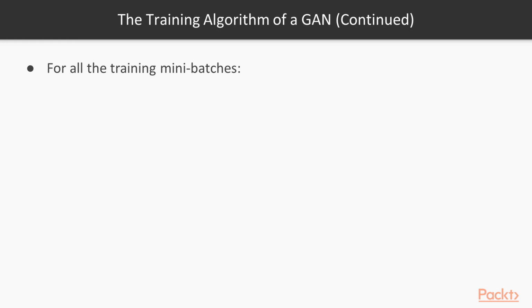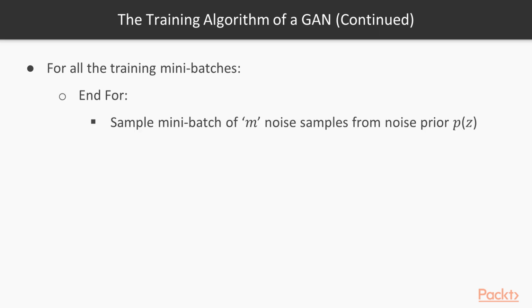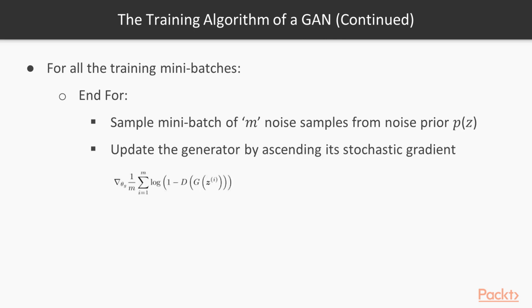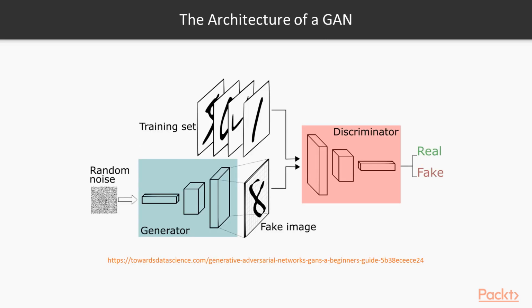Then, after all of the iterations are done, for each mini batch, we must sample a mini batch of M noise samples from the noise prior P of Z and update the generator by ascending its stochastic gradient as the second formula suggests. The parameters are already defined in the previous slides. This simple image shows the main architecture of a GAN with a generator which gets the random noises and the discriminator which receives the training set and the fake images and decides whether its inputs are fake or real.